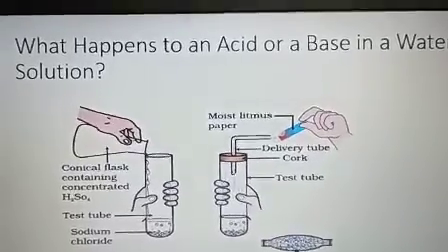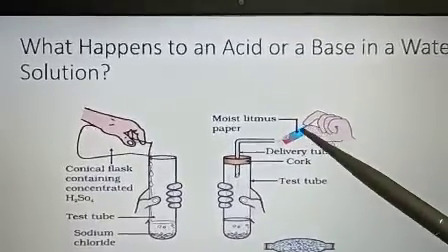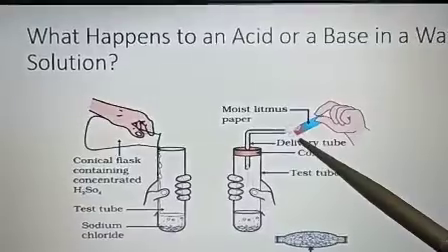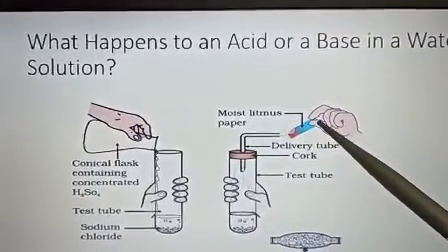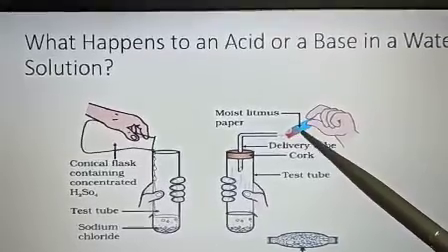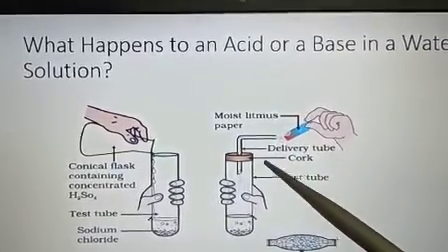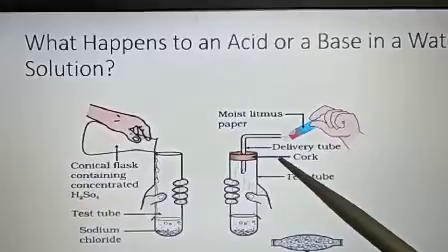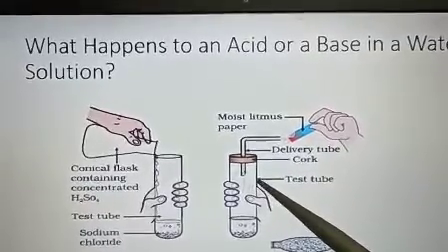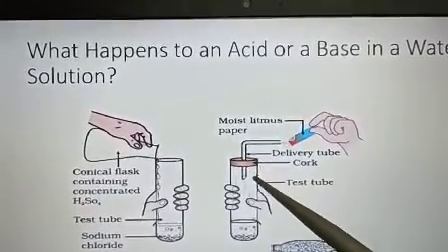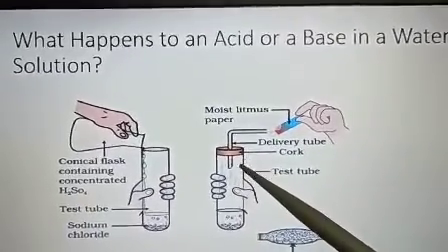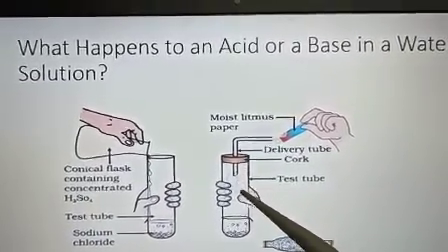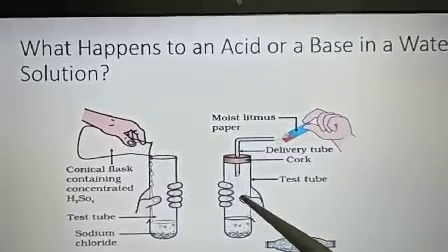So what will happen if you bring a dry litmus paper here? It is shown the moist litmus paper. If you are bringing a dry litmus paper, there will be no change in the color of litmus paper. Why? Because when the gas is dry, there is no formation of H ions, and if there is no formation of H ions, it will not show the acidic character. Acidic character is shown only in case when there is presence of water, right?